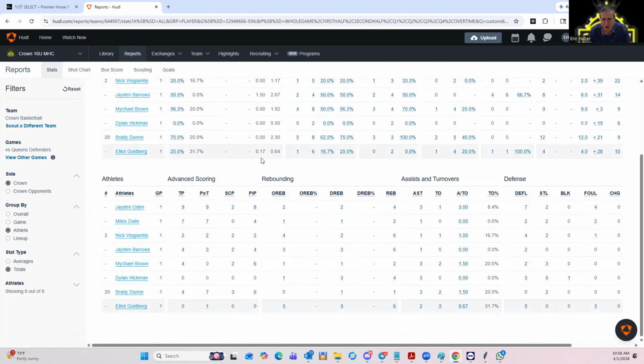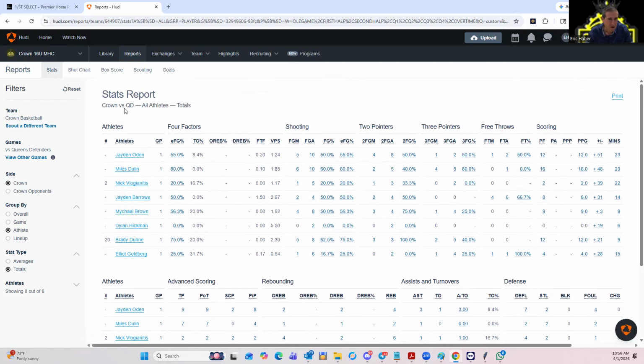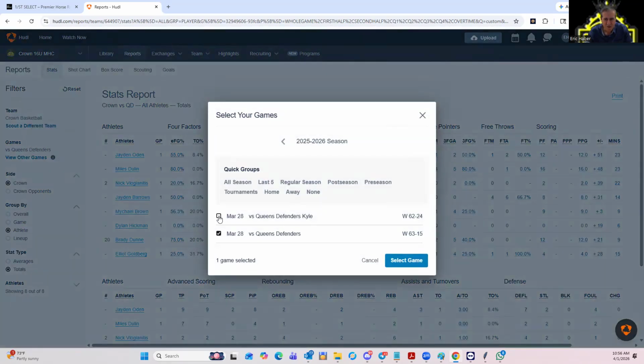So there's really nobody's case that I want to get on from this game. So we will just move on to the next one. Very, very good overall, very, very good performance. Very efficient across the board. All right, let's take a look at the other Queens Defender game.